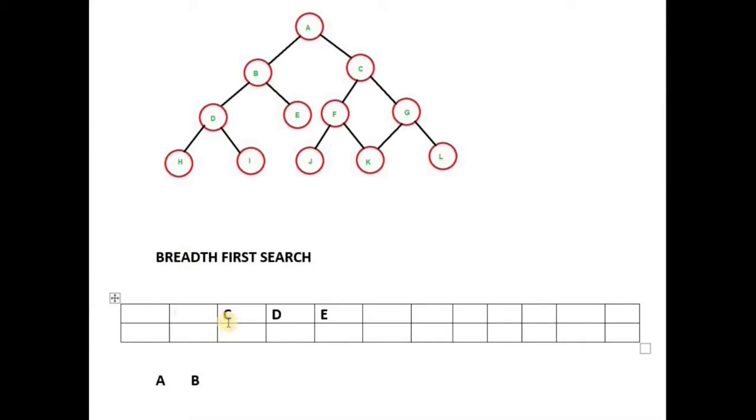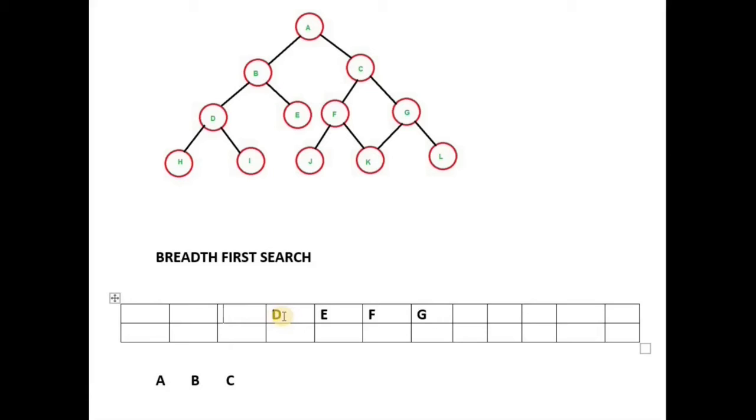Which is my next one? The next one is C. From node C, which nodes can I visit? That is F and G. I am not considering A because A is already visited. So I will go for F and G. These are the two nodes which I can visit from node C. I cannot visit any other nodes from C, so I will remove C from the queue.